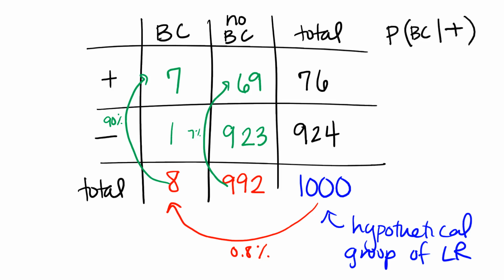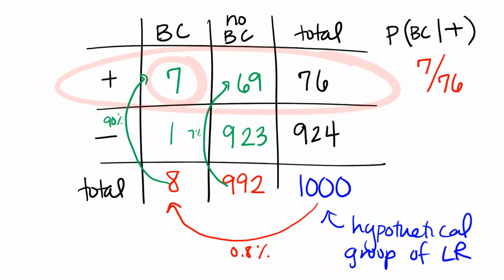And now we can do this thing intuitively, too. We don't even need the formulas. We can just say, okay, we know that they had a positive test result. What's the probability that they actually have breast cancer? So we're just looking at 7 out of the 76, which is less than 10%.